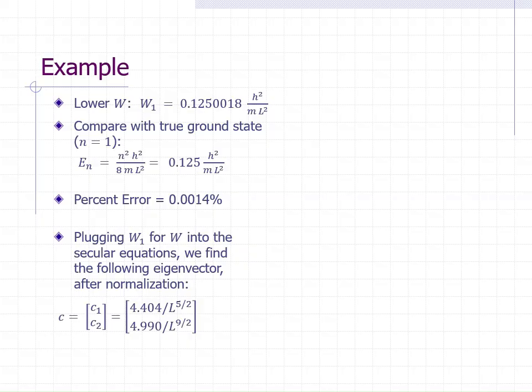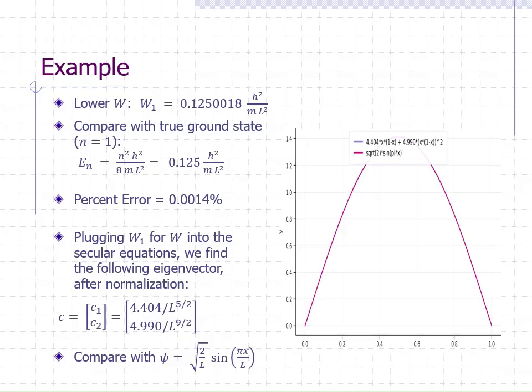Finally, we compare this approximate wave function with the exact solution, psi, which is equal to the square root of 2 over L times the sine of pi x over L. In this plot, the trial function is shown in blue, and the exact wave function is shown in purple. The trial wave function closely matches the exact solution.